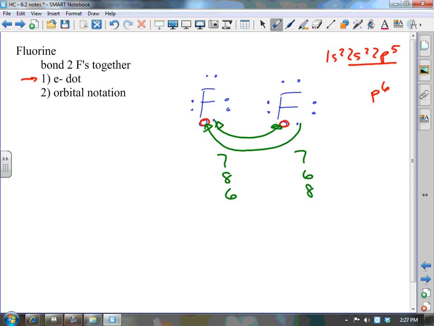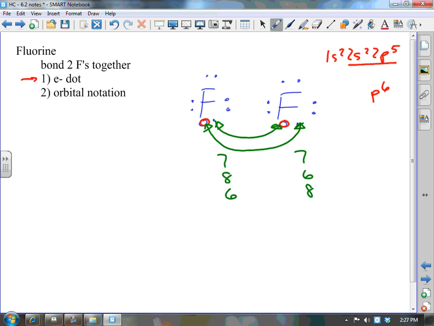Now, make sure that you show these as a double arrow because it does not mean the electron is leaving one atom and going to the other and never coming back. It is a two-way street. The electrons are leaving one, going to the other, and back and forth.